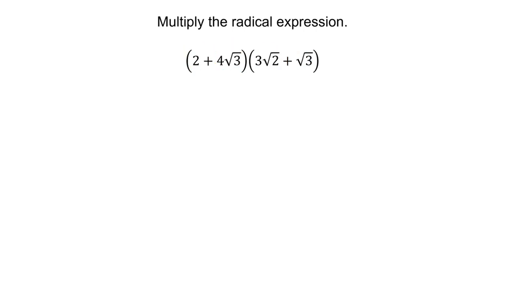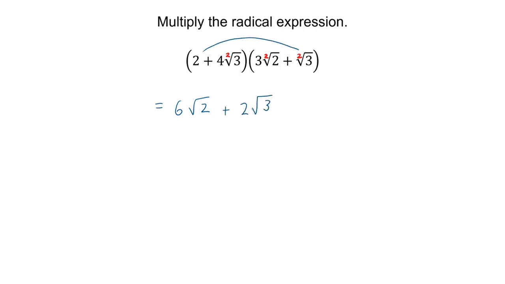Again, I notice that we're only dealing with square roots in these expressions, which is good. So when we multiply these square root expressions by these other square root expressions, we multiply outside to outside and inside to inside. 2 times 3 square roots of 2 gives us 6 square roots of 2. That's first times first. Now let's do outer times outer.